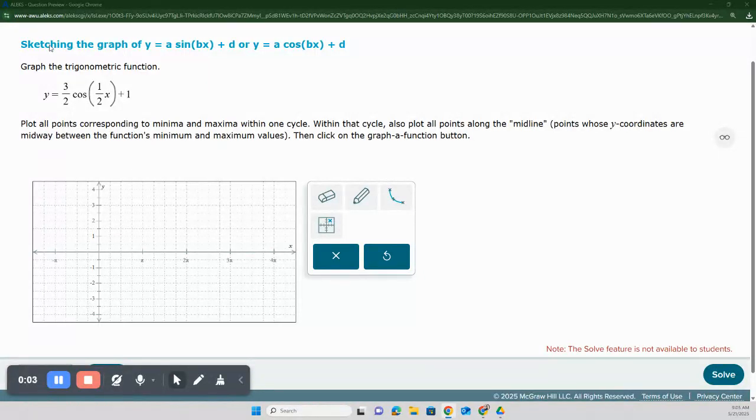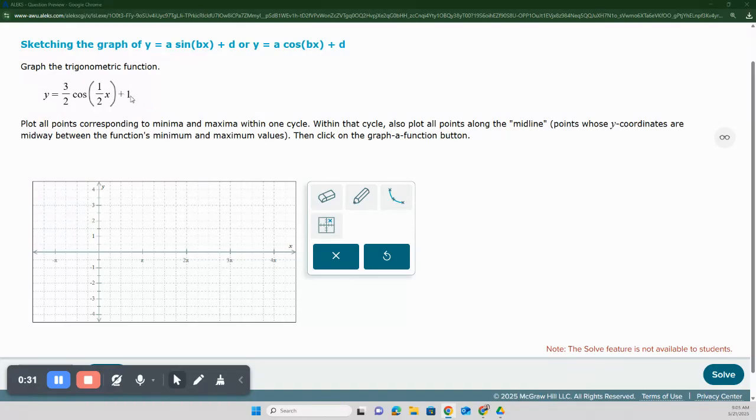All right, in this video, we're going to be talking about the problem type sketching the graph of y equals a sine bx plus d, or y equals a cosine bx plus d. Now, you have two of these on your test, by the way, and on 8A, and I think only one of these on your final. But we kind of already went over the a cosine or sine of bx, so I'm going to do that part quickly, and then we'll factor in the one at the very end.